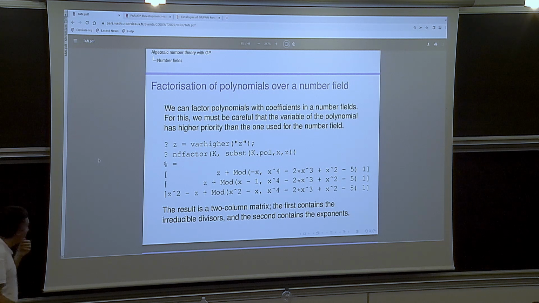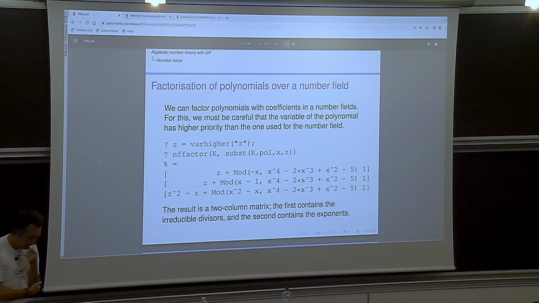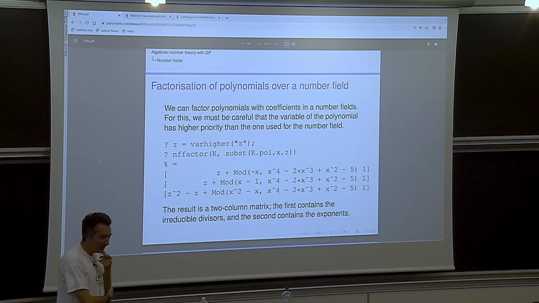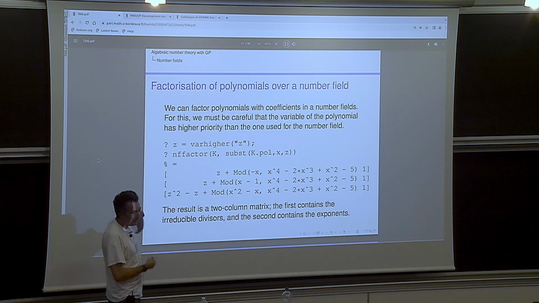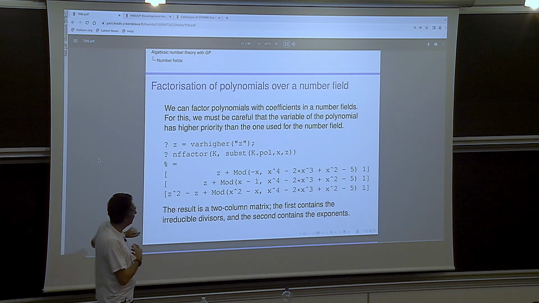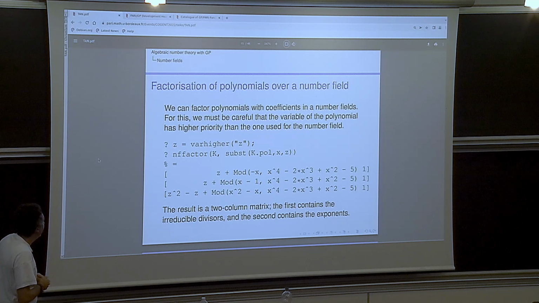So when you have a number field, usually using x is not a good idea, because then there is no variable with higher priority than x. So here we will create a new variable with higher priority than x using varhigher, and we call it z. And so we will have a polynomial in z, with coefficients that are elements of k.